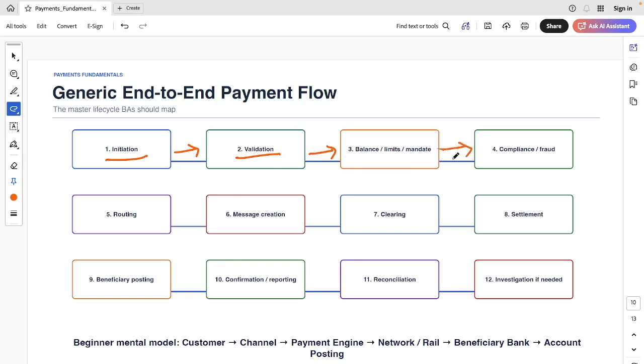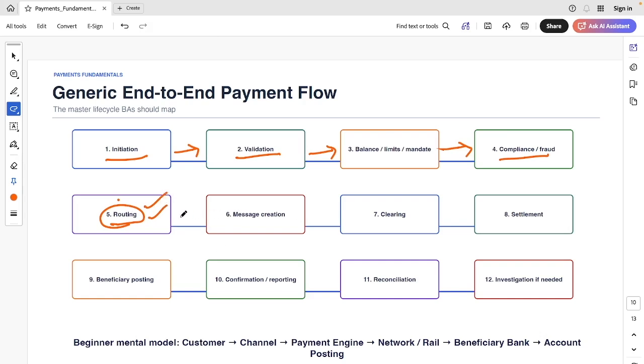Then comes the compliance and fraud check. This may include sanction screening, AML monitoring, and fraud rules. After that, the system will decide the routing of the payment. That is where this payment should go and how it should travel, which rail it should be using, which scheme it should go to, which correspondent, and which format.